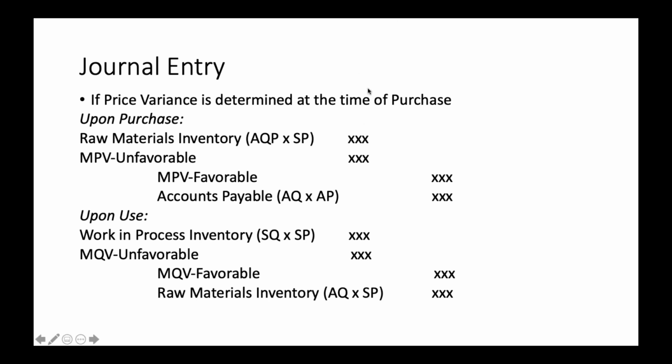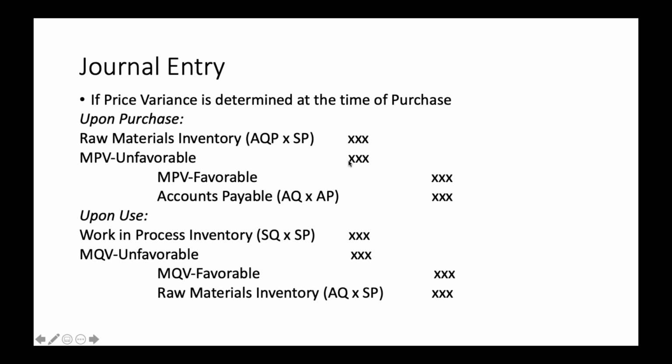Why unfavorable? Because we benchmark it at 9 pesos. We set our standard in terms of price at 9 pesos, and yet we paid 10 pesos, right? So we have a higher actual cost as compared to our standard price. And that is unfavorable because we have to pay more than the standard. So that is a debit to material price variance, unfavorable, of 1 peso.